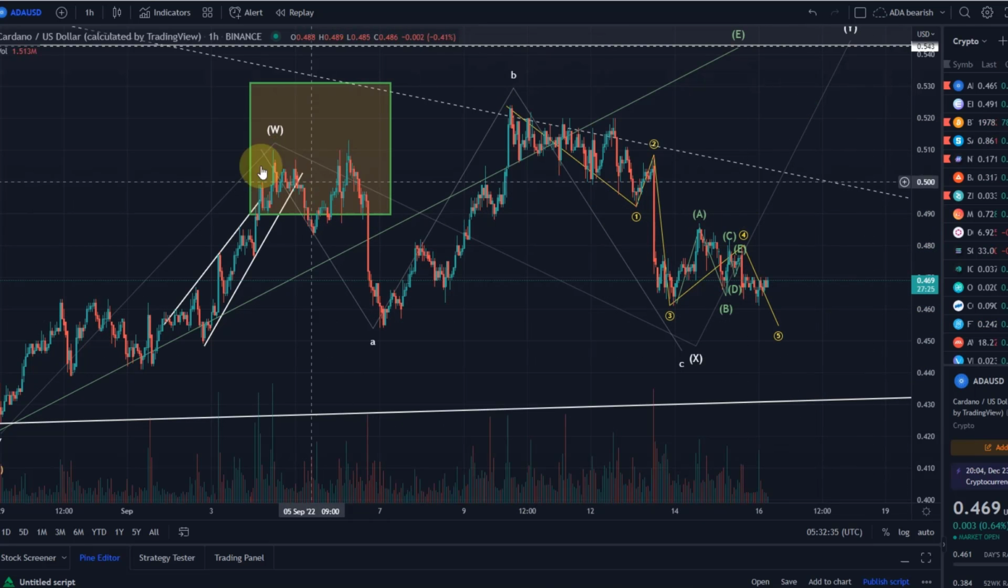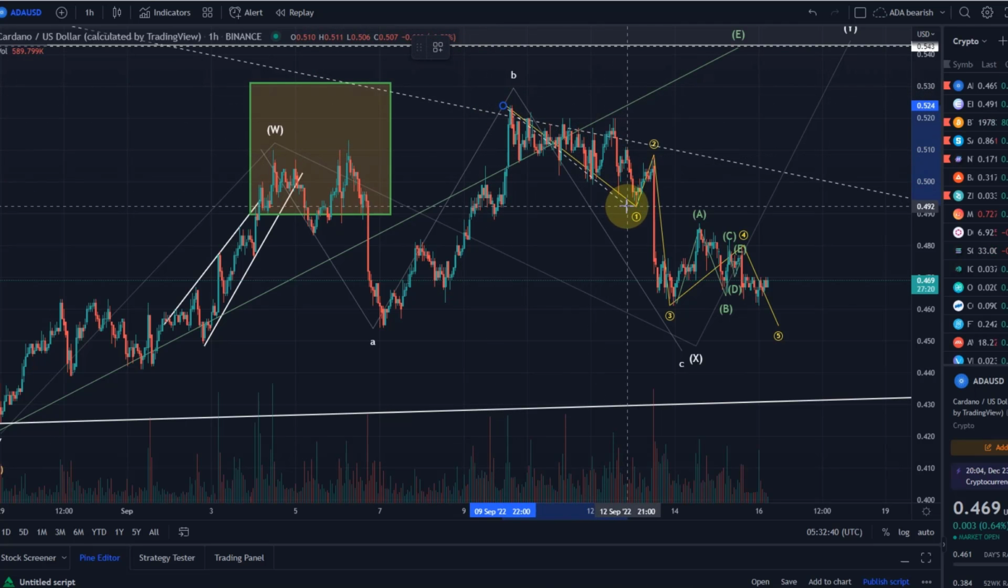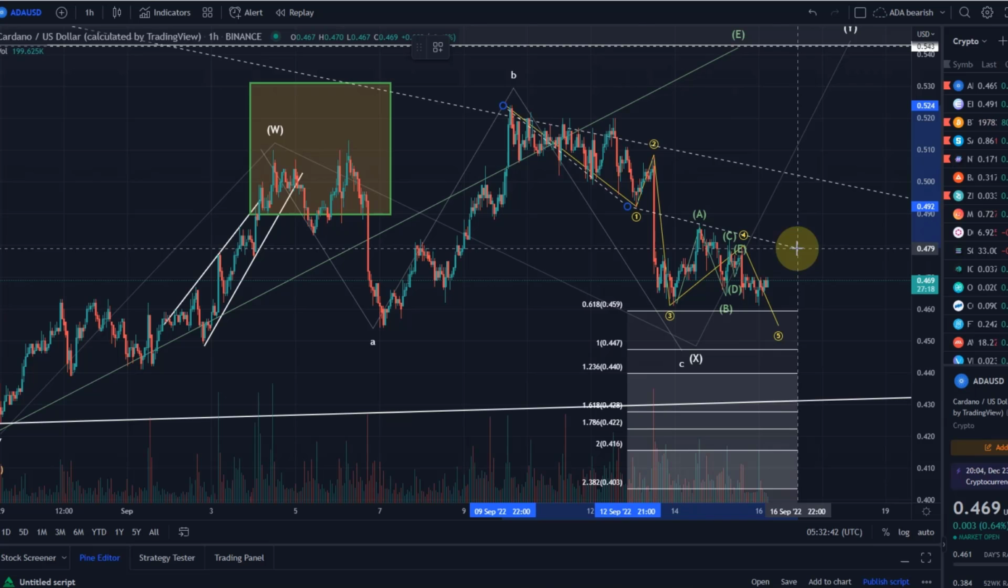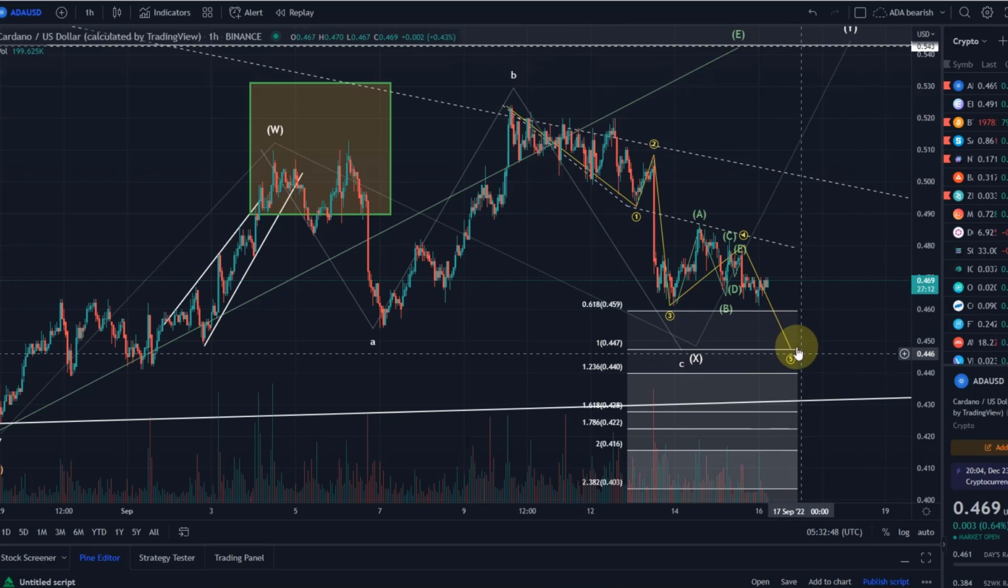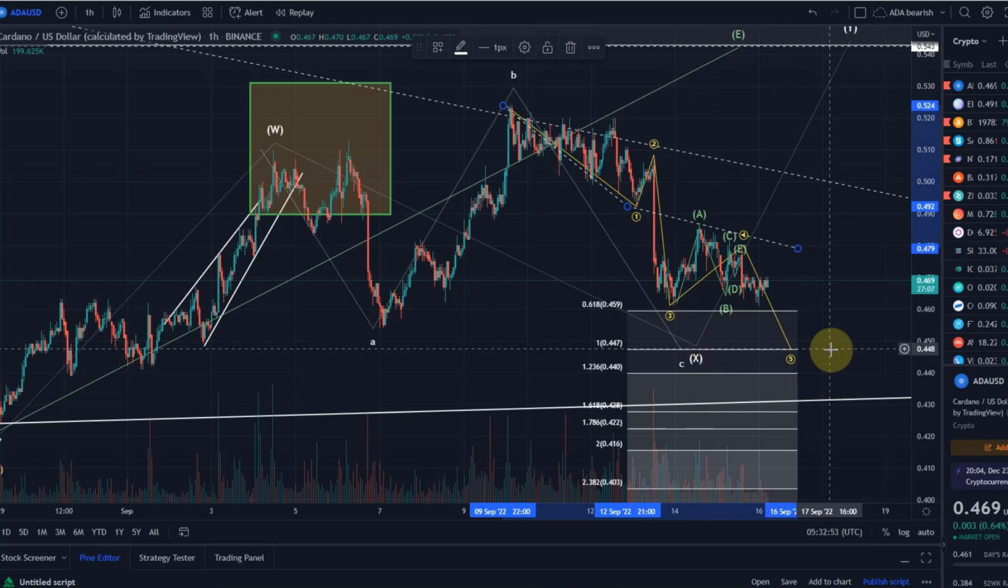But we can also take the measurement of the length of the wave 1 and add it to the high of the wave 4. And then a first key target would be the 44.7 cent level. That's the 1-to-1 ratio. Now we don't need to get down there. Any low below the wave 3 would be valid for a wave 5.